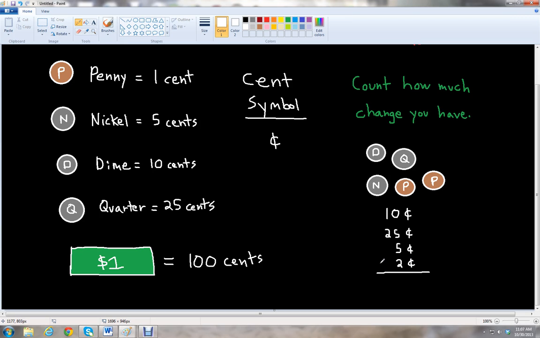Then we're just going to add all of these together and see how much change we have. So we start in the right column. 0 plus 5 is 5. 5 plus 5 is 10. 10 plus 2 is 12. 2, carry the 1. 1 plus 1 is 2. 2 plus 2 is 4. So we have a total of 42 cents, with a dime, quarter, nickel, and 2 pennies.